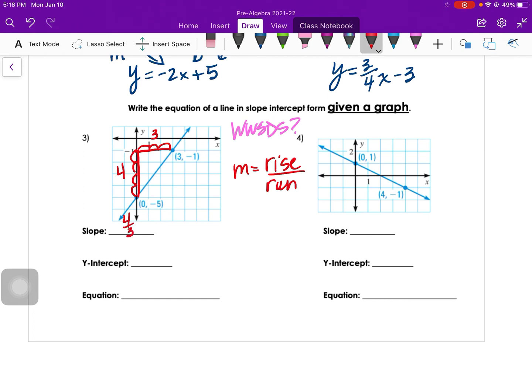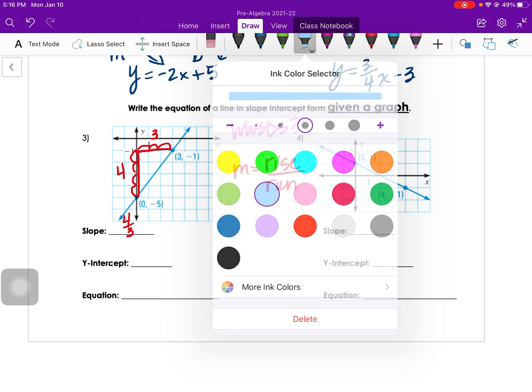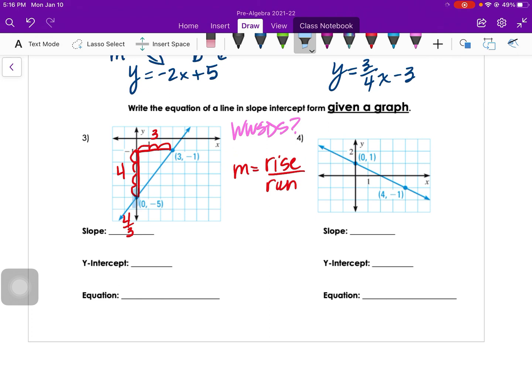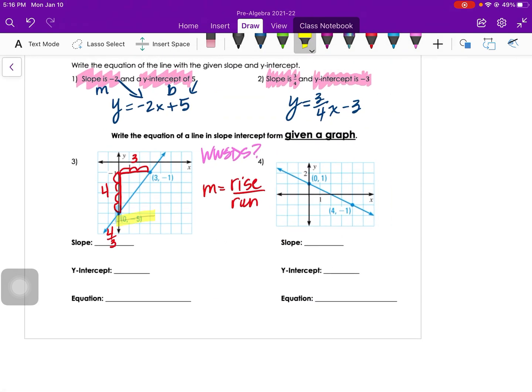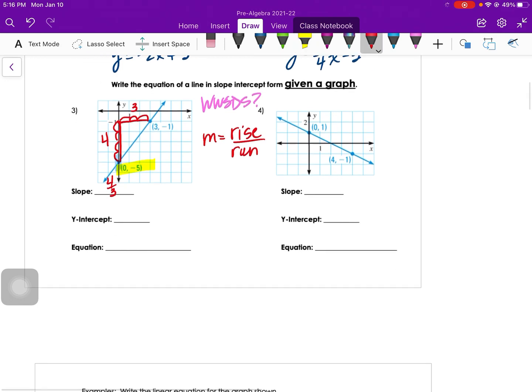Remember, the y-intercept of the equation is where the line crosses the y-axis. I'm just going to pick a different color here. That's this point right here. More importantly, I want you to pay attention to the ordered pair. Remember, the y-intercept is always going to be the point at which x is 0. That's going to come up later again in this lesson, so please try to remember that. Our y-intercept for this particular line is -5. So when I plug those two things in, y equals 4/3 x minus 5.